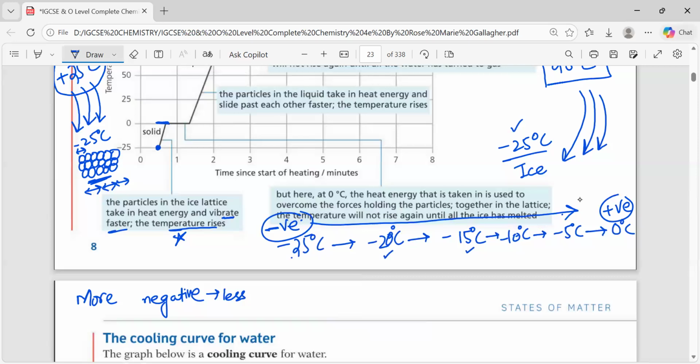You can say this is a neutral positive value. So the temperature is increasing. This is what is happening in the first stage. Okay, now let's move on.